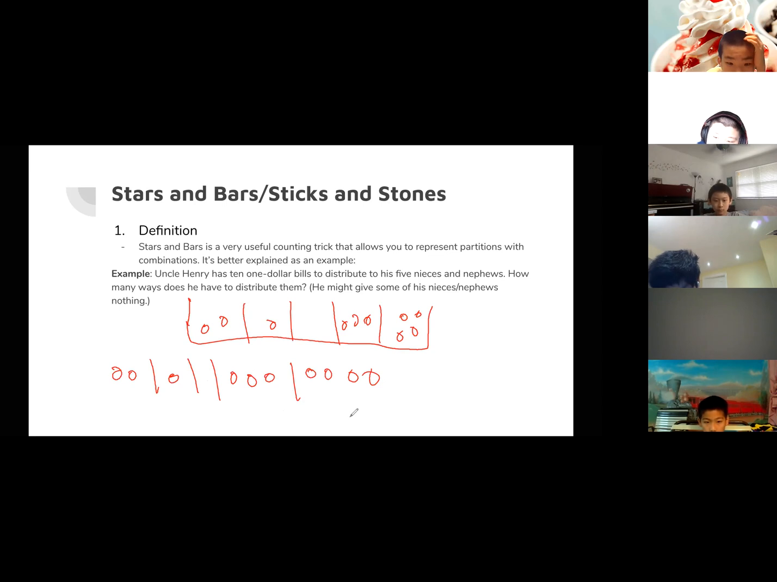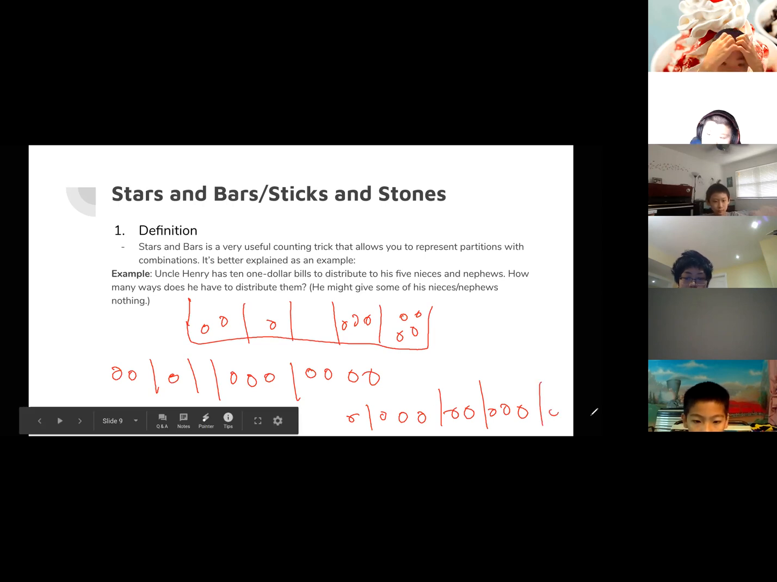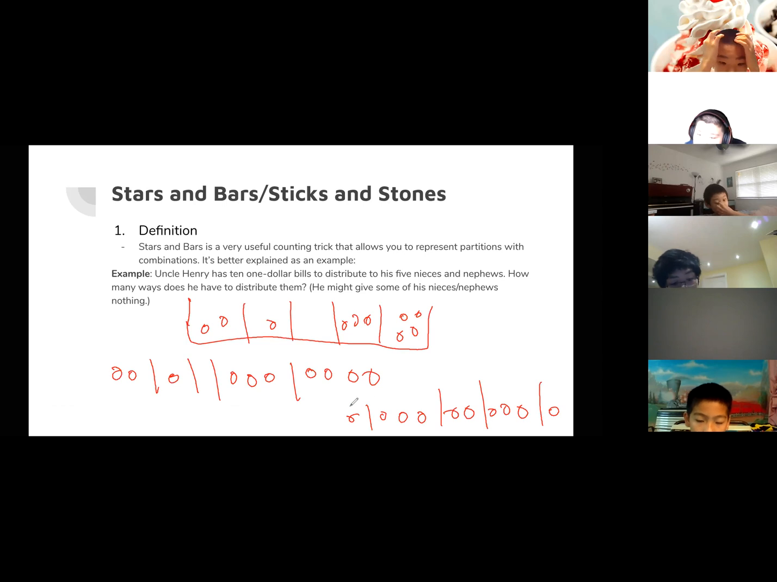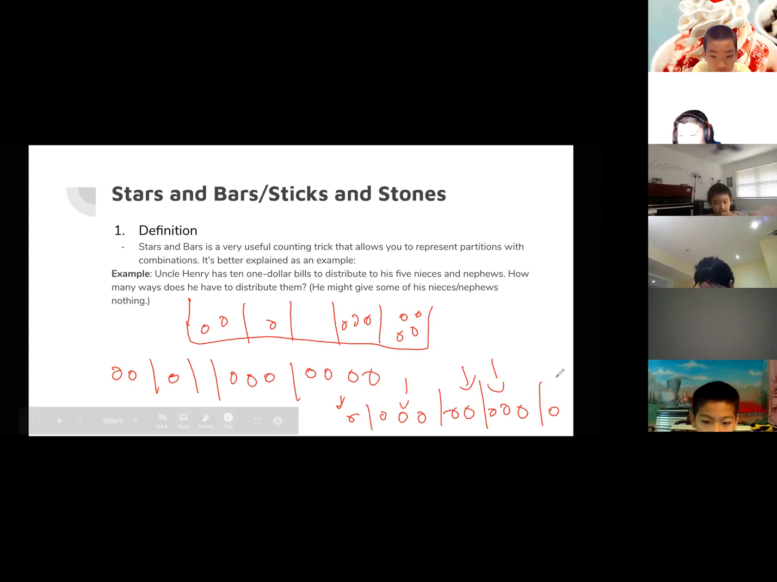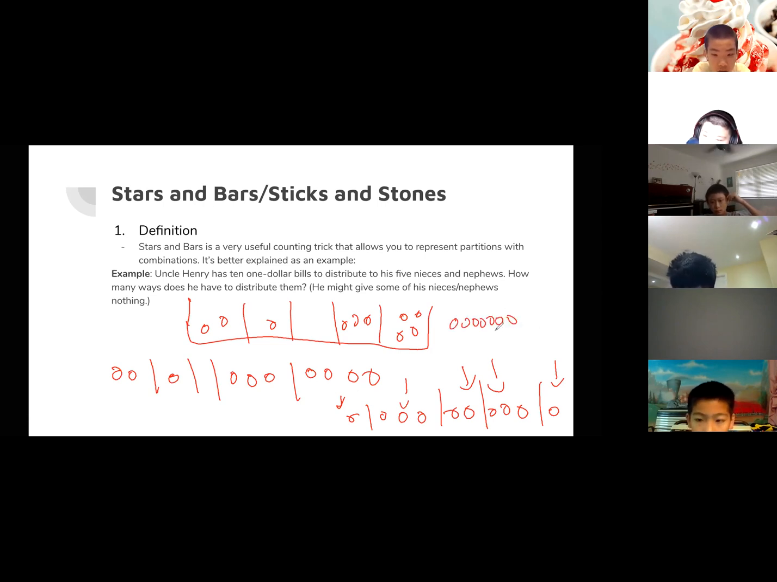So if we just choose a random one, something like this, you can see that this is equivalent to having the first one have 1, second one have 3, third one have 2, fourth one have 3, and last one have 1. And even if some of them get none, even if you have something crazy like this, you can see that this is the same as having the second person get all of the bills and no one else.